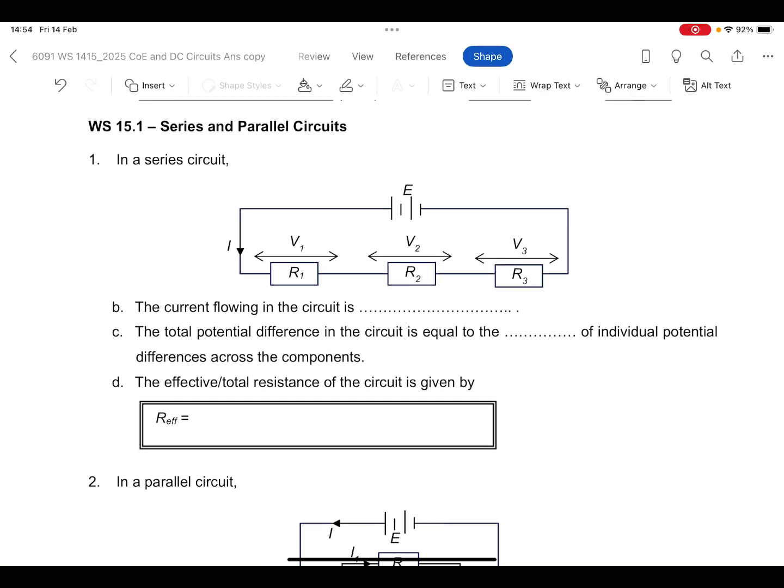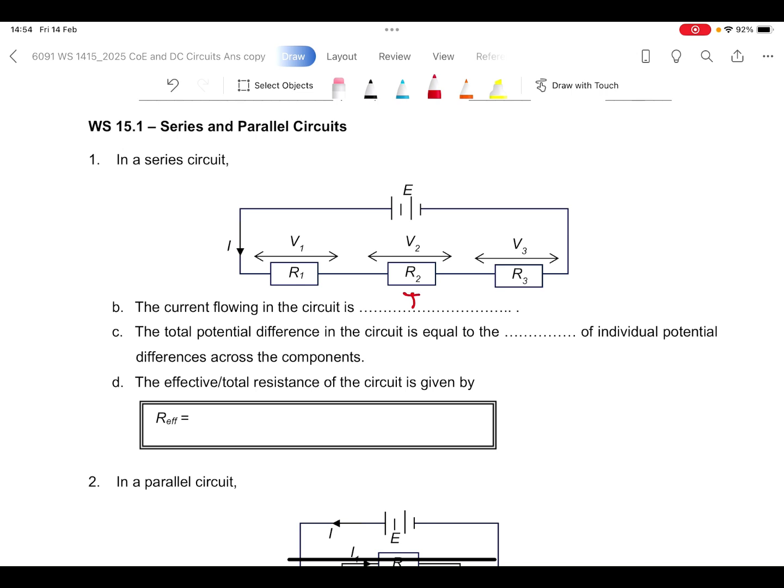These are the answers for Worksheet 15.1, series and parallel circuits. Okay, let's go through the answers. We have a series circuit here, right? The current flowing in the circuit is I. The total potential difference in the circuit is equal to the sum of the individual potential differences, all right?